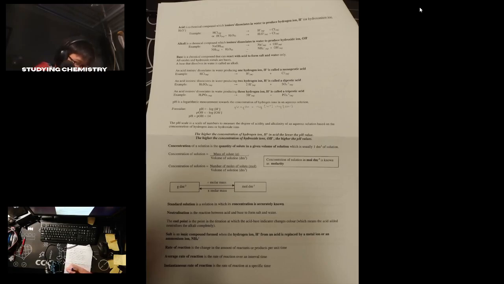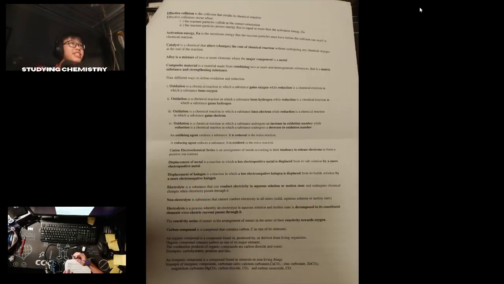Rate of reaction is the change in the amount of reactants or products per unit time. Average rate of reaction is the rate of reaction over an interval of time. Instantaneous rate of reaction is the rate of reaction at a specific time. Effective collision is the collision that results in a chemical reaction. Effective collisions occur when the reactant particles collide at the correct orientation, or the reactant particles possess energy equal to or more than the activation energy, Ea.